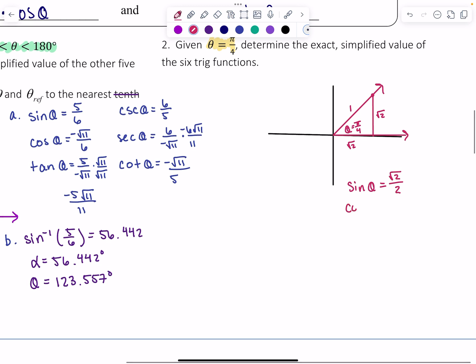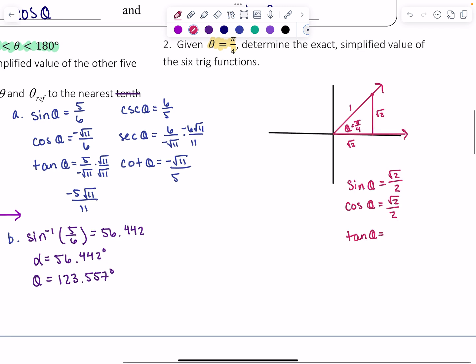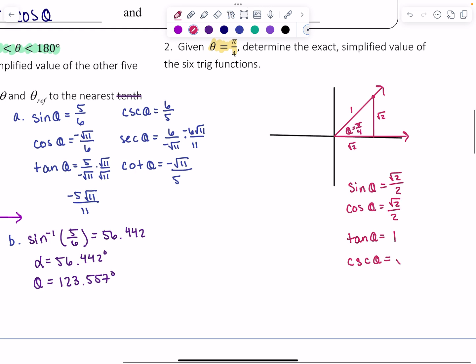We also know that cosine of theta is equal to square root 2 over 2. And we have tangent of theta is equal to square root 2 over square root 2, which is 1. And then our other three: cosecant of theta is equal to square root 2, secant of theta is equal to square root 2, and our cotangent of theta is equal to 1.